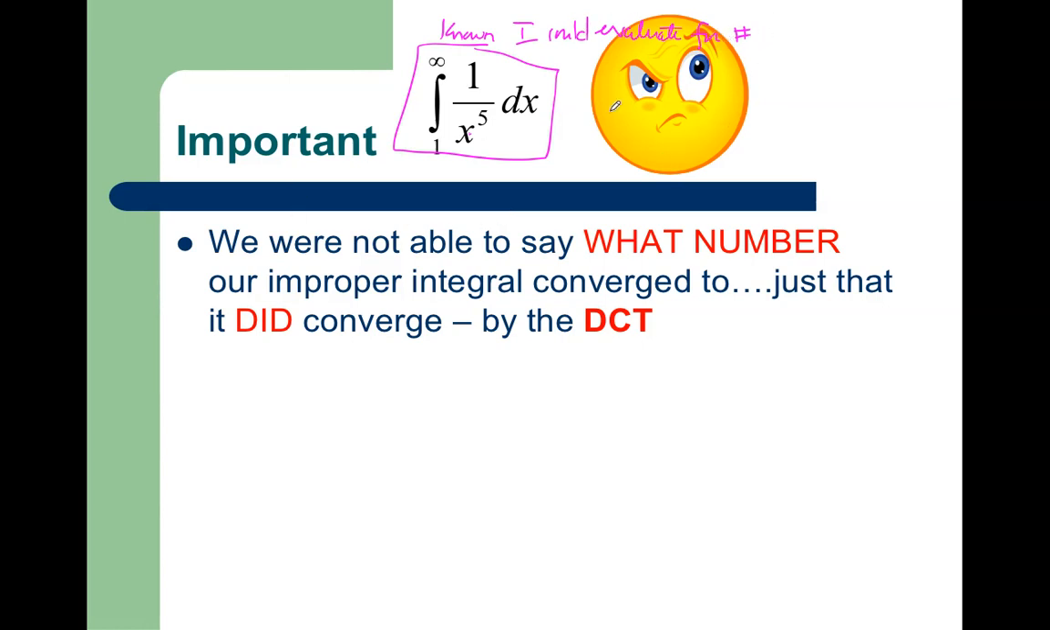I could evaluate that one for a number, but I couldn't this one. I could not say what number this improper integral converged to, just that it did converge. That's all I can say, and I can say it by the direct comparison test.